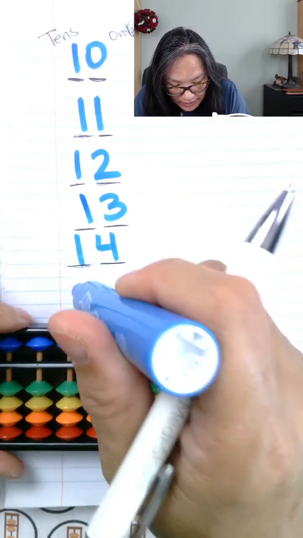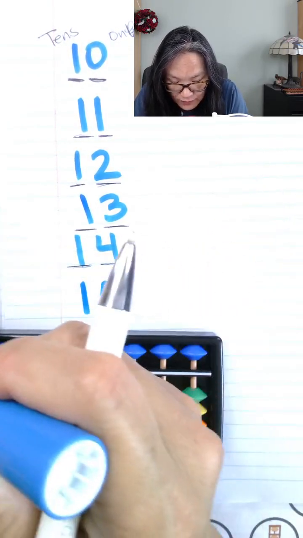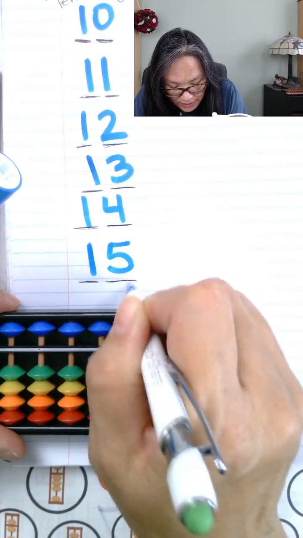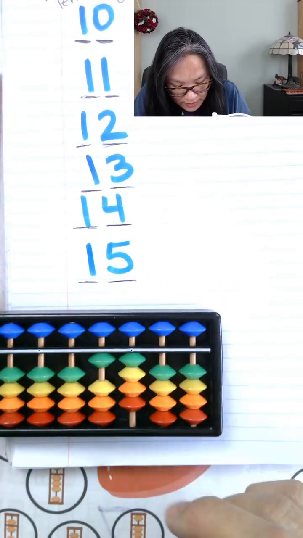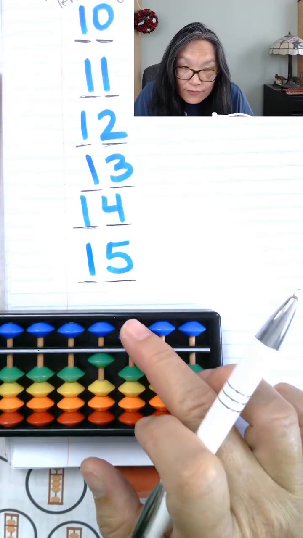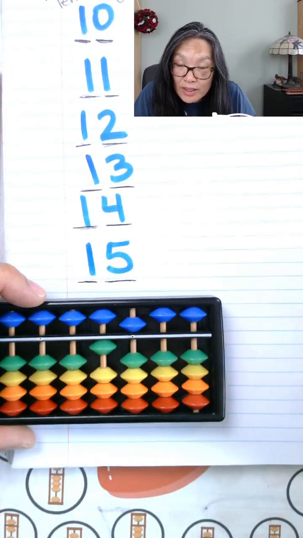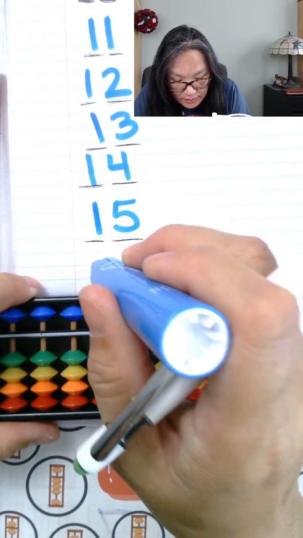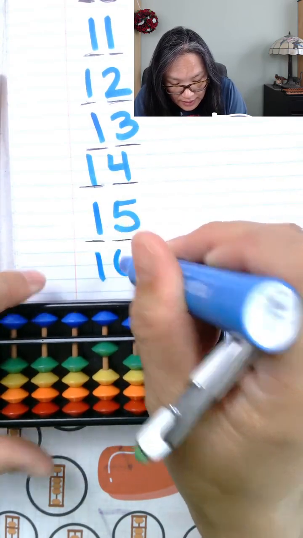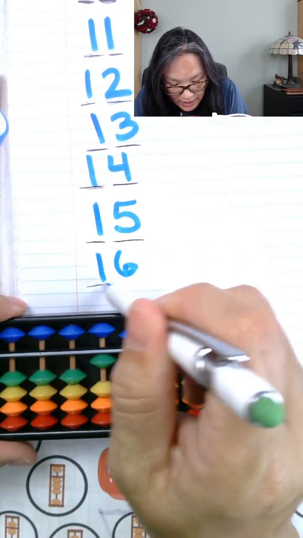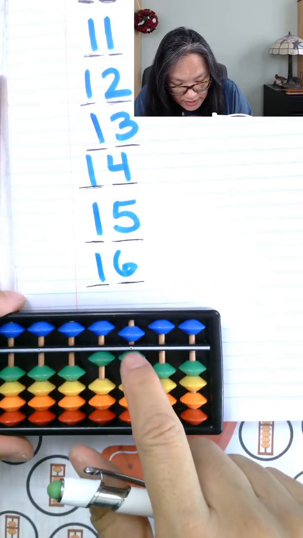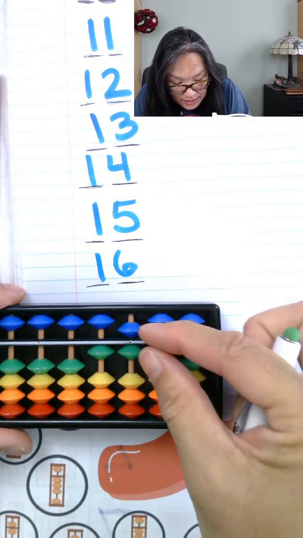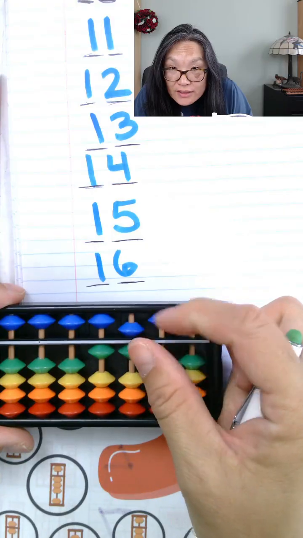And then 15. We know what 15 looks like: tens and ones. This is 15. 15 is the top bead. It will always be the top bead no matter what. So we have 15, and then we can do 16. 16 looks like that. So we have our tens and our ones. Why? Because we have 1 and 6. 5, 6.